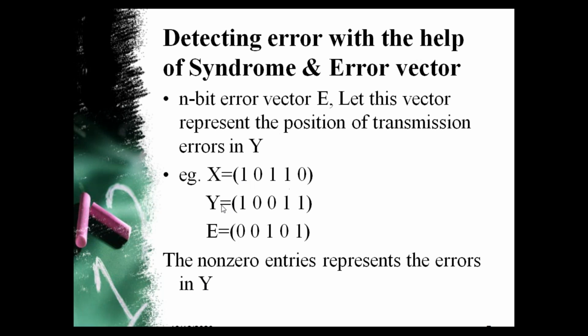For x and y, the third and fifth bits are in error. Therefore, we represent the error vector with non-zero entries in the bit positions in which the error occurred. Here in the error vector, the third and fifth bits are 1. All the others are 0. Here a 2-bit error occurred, and the corresponding error vector is represented here. That is about the error vector.